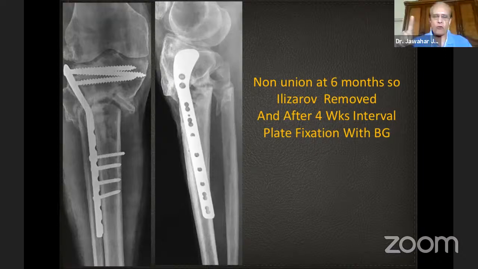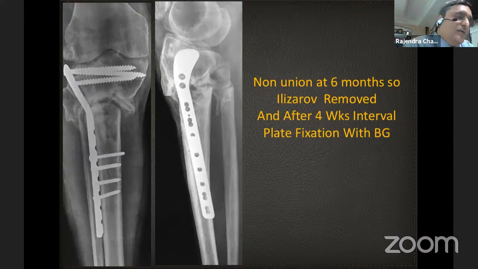I think we can even go for some shortening, but we need to remove the sclerosed part at the fracture site. That is not going to be very good because we need to remove all of this, which is so sclerosed at the fracture site. Dr. Rajiv, would you have done something to remove this sclerotic bone?